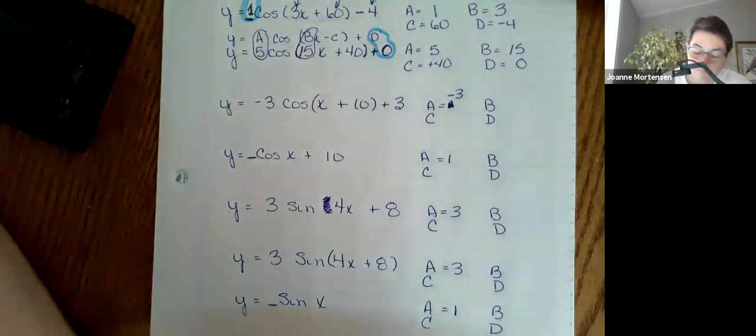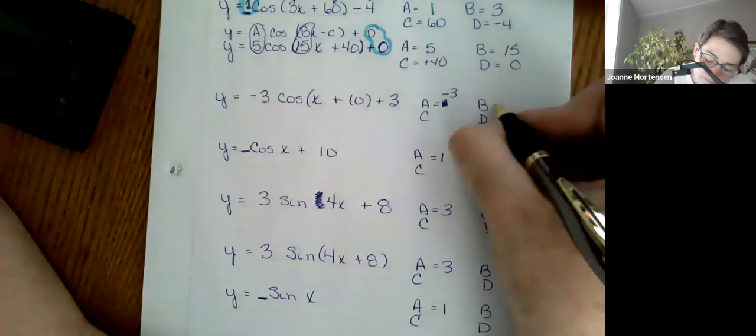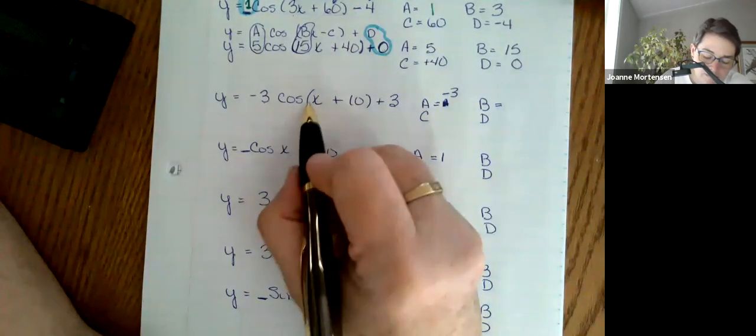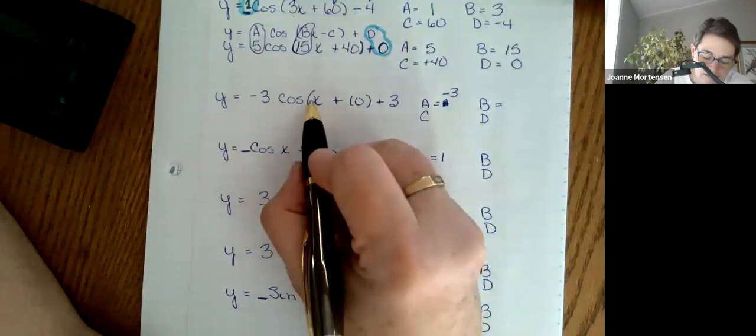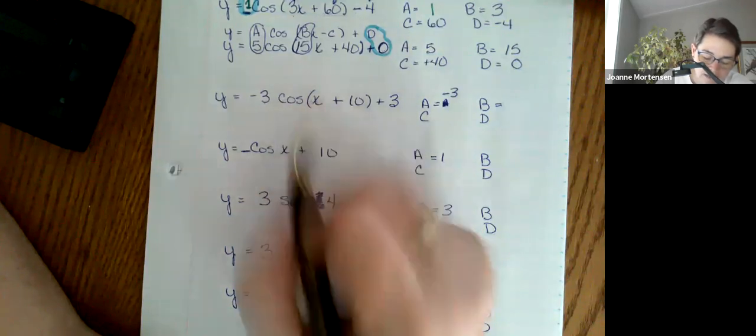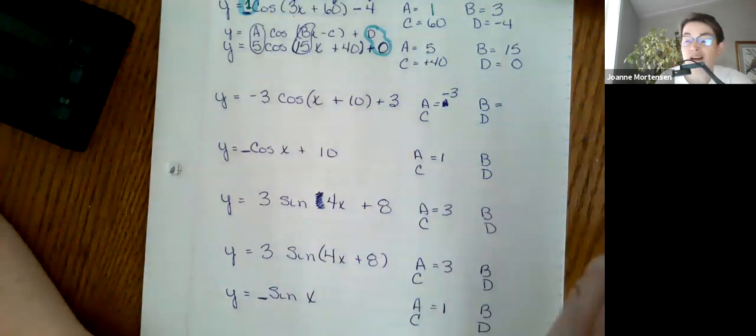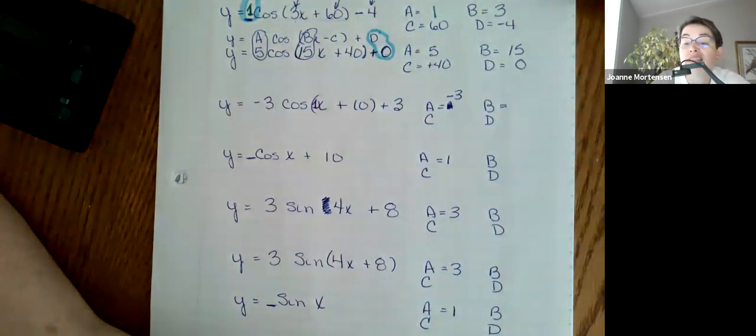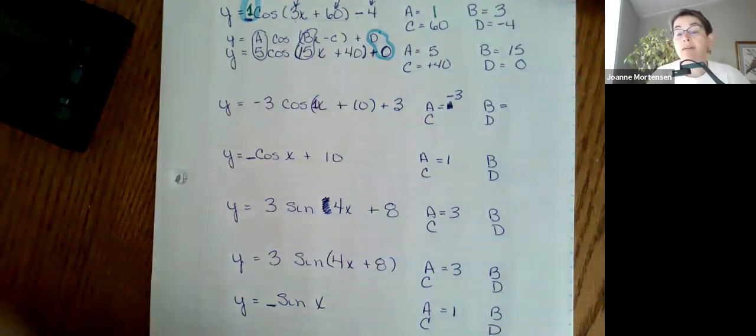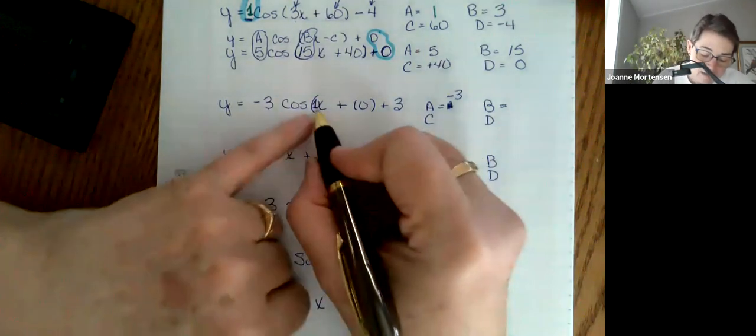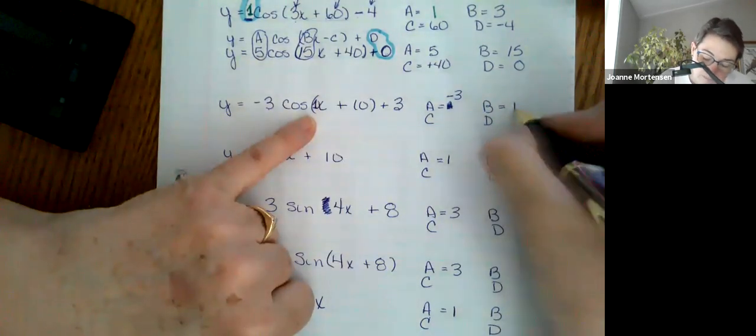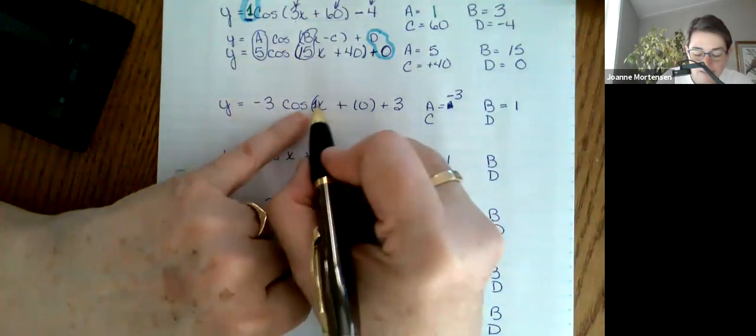Okie dokie. B is the number in front of the x, like after cos, but in front of the x. We didn't talk about that one yet, but just like before, there's an understood 1 there. We don't write it because we don't need it, but it's there. So that is going to be 1. And the reason it's 1 is because we can do this.